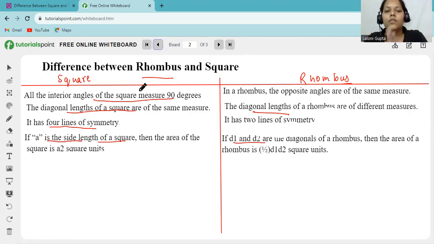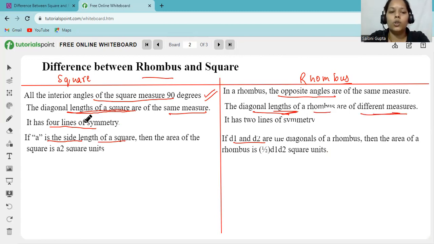Then now let us see what is the difference between the square and rhombus. So in case of a square, we know that all the interior angles of a square are equal and are equal to 90 degrees. But in case of rhombus, okay, we see only opposite angles are equal. Then the diagonal lengths of a square are of the same measure. But here we see that the diagonal lengths of a rhombus are of different measure, as I told you.